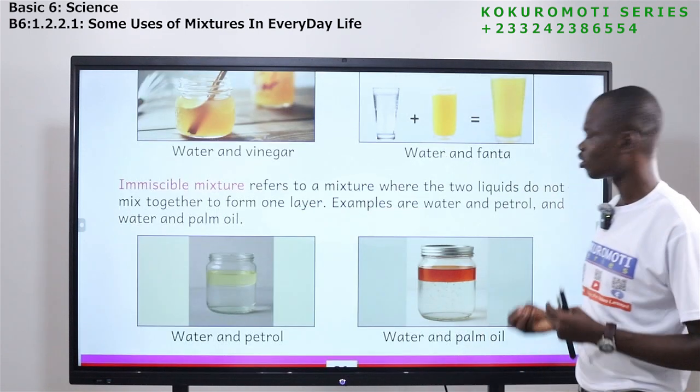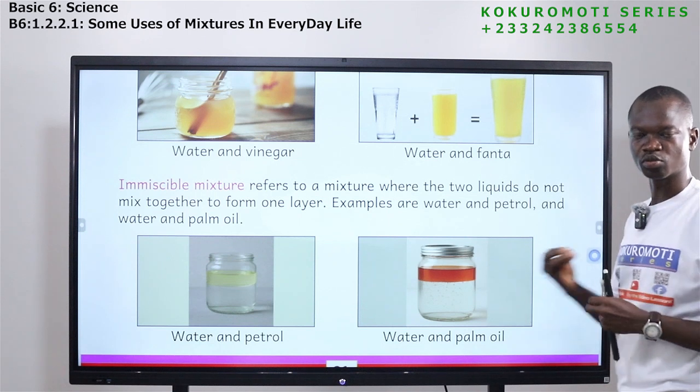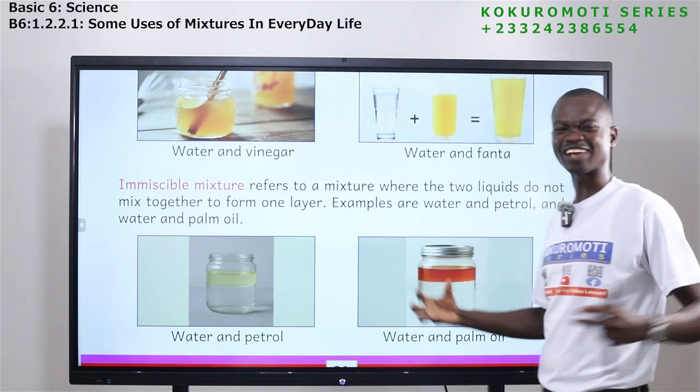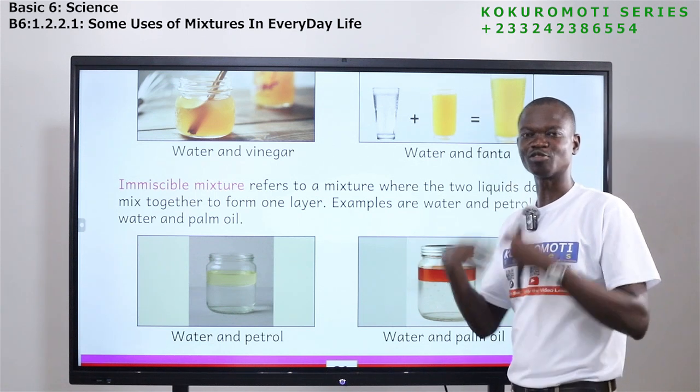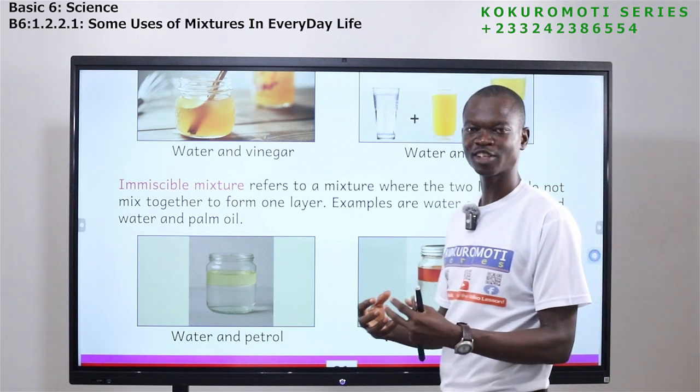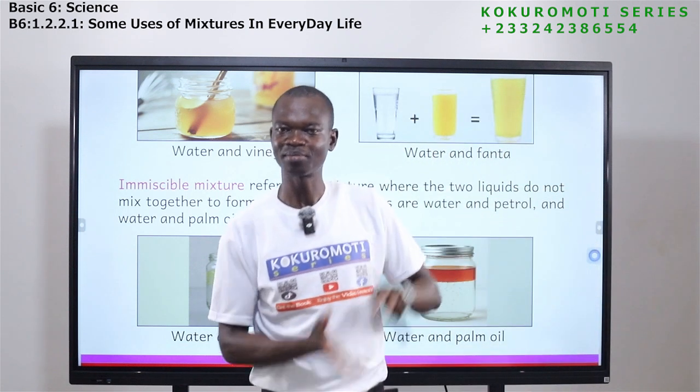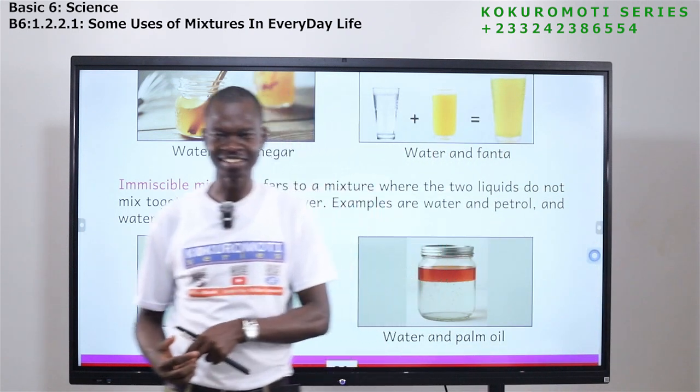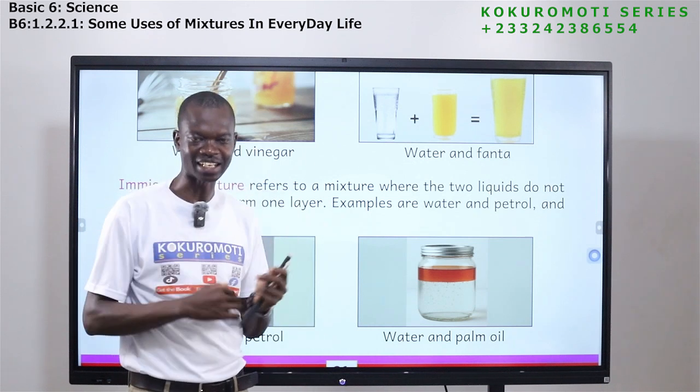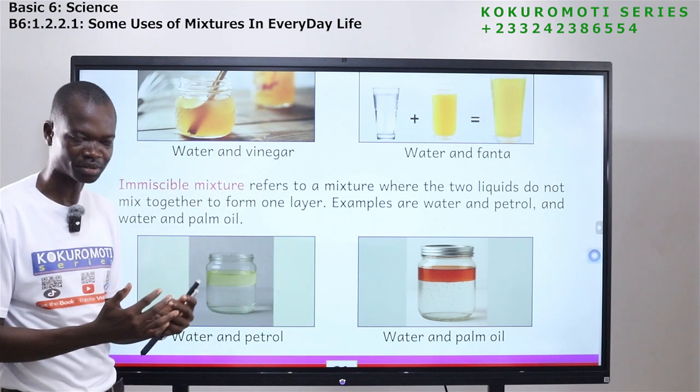And then immiscible is here. Immiscible, that is when the two liquid components are not able to mix to form one layer. So you see one separated from the other. One will be on top of the other in the case of immiscible.